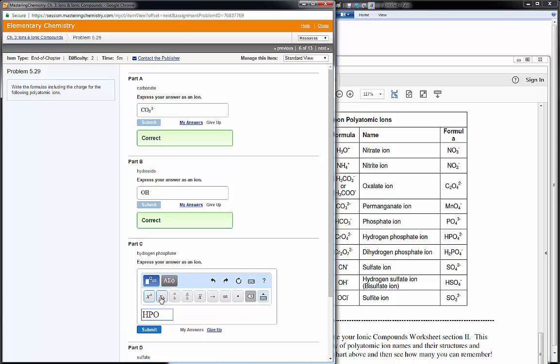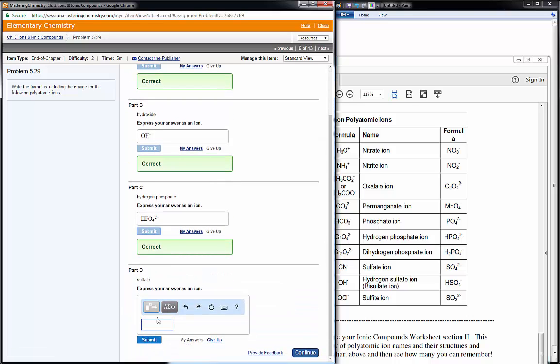HPO subscript 4, superscript 2-. And sulfate, SO4 2-. In case anybody's wondering, I'm using the keyboard shortcuts to get to the superscript and the subscript. If you wonder what those keyboard shortcuts are, and they've got them for many common operations, you can click on this little button and it'll tell you.